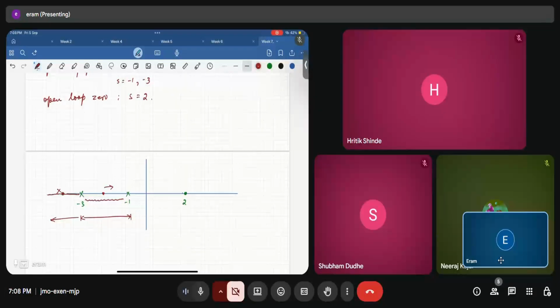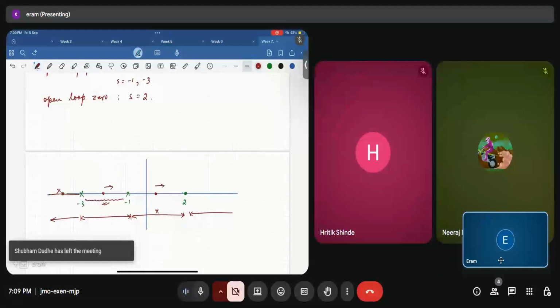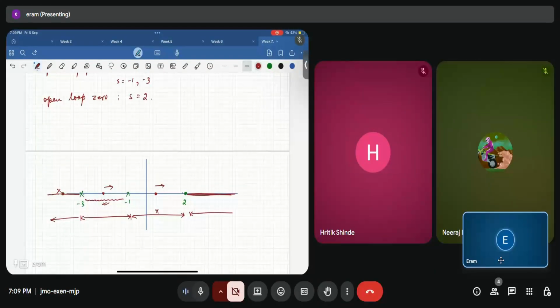Yes, ma'am. Yes, it will be on the locus. Now similarly check this region, -1 to 2. No, because if we choose a point here and look on the right, we have odd, that is one number of poles. So this is also not the part of the root locus. And what about this region? Yes, because we have 0 number of poles and zeros, so which is not odd, so it will be the part of root locus. So this is the part of root locus and this is the part of root locus.